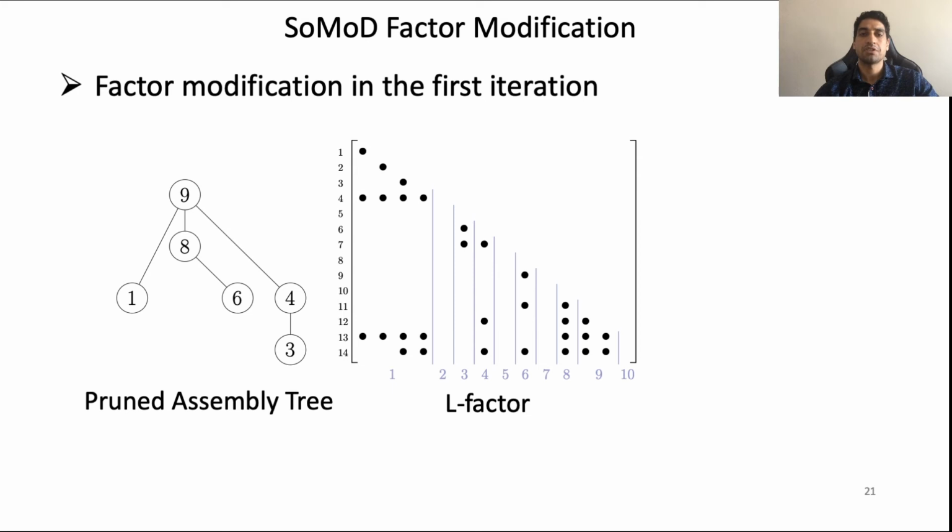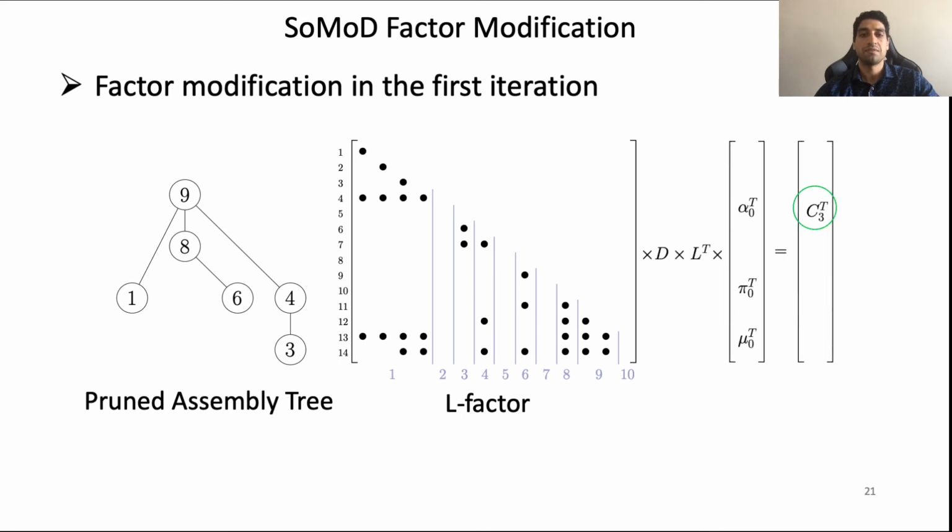After the initialization phase of SOMOD, the factor modification phase begins, in which a KKT system in each iteration of the NASOQ optimality phase is solved. SOMOD factor modification uses the information of the last solve, which are the prune assembly tree and the modified L factor, to efficiently solve the KKT system of each iteration.